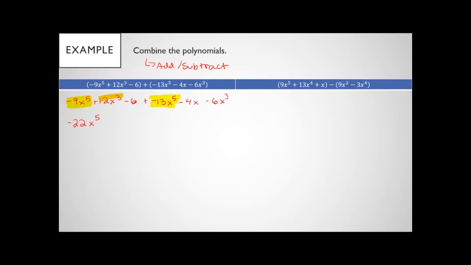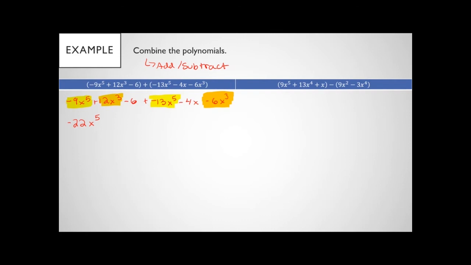Here we go, 12x cubed. And then that minus sign, we use it with the number. So the minus signs always go with the number. So that's a negative 6x cubed. So when you combine these, you're looking at 12 minus 6, because we're going left to right. 12 minus 6 gives you 6. So that's a positive 6.